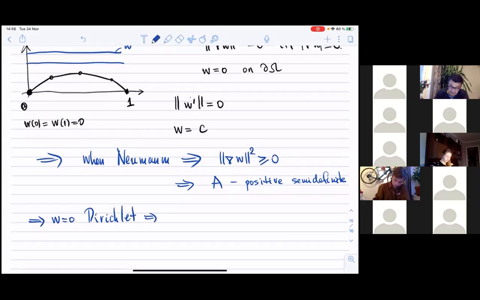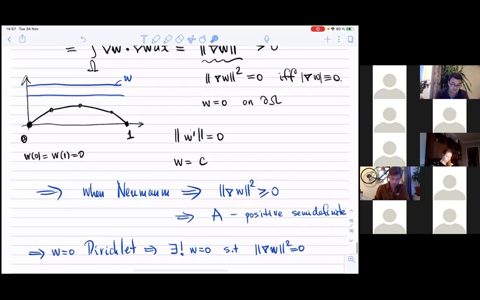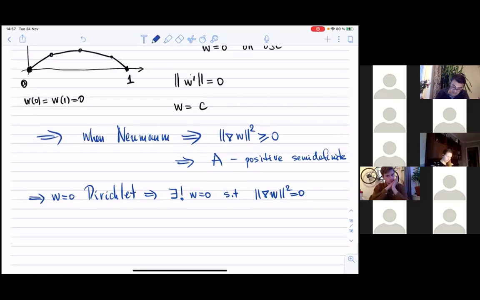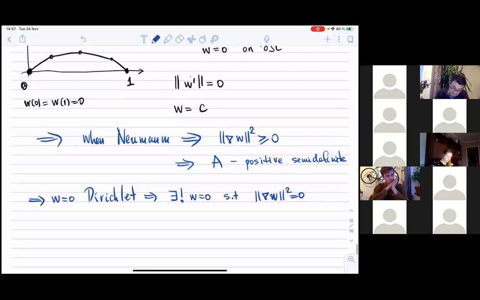there is a unique w equal to 0 so that this norm is equal to 0. So there is only one, but if w is not 0, for any non-zero function, then A is strictly positive definite. So that's why in this case, A is positive definite.